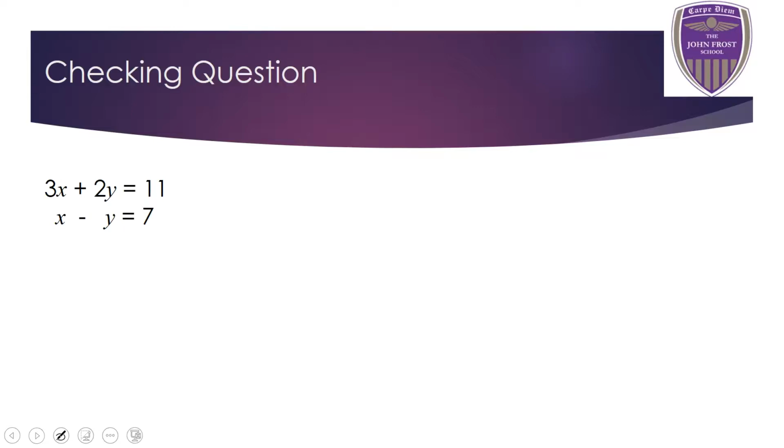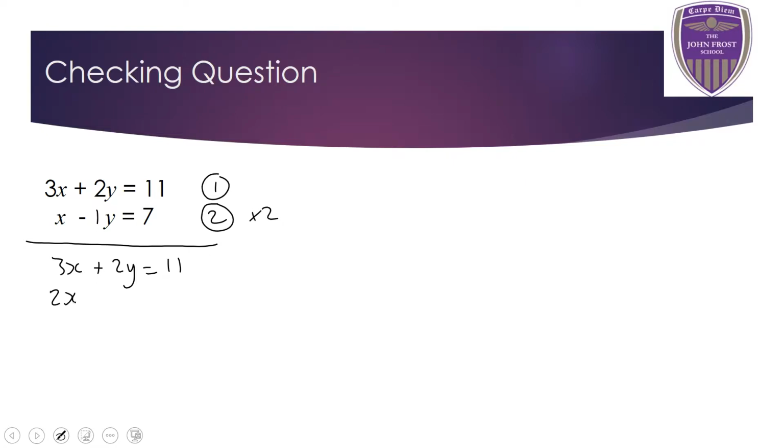Welcome back. Okay, let's go through the checking question then. So we've got two equations again, equation 1 and equation 2. Okay, so as you can see again, the coefficient in front of y is 2 and 1. So by quickly multiplying equation 2 through, we can change that. So the first equation remains as 3x plus 2y equals 11. And multiplying through the second equation by 2 will get us 2x take away 2y equals 14. Call them number 3 and number 4 because we had to change one of them.